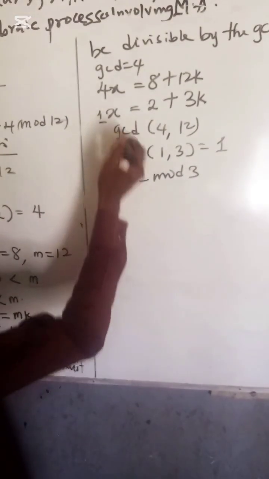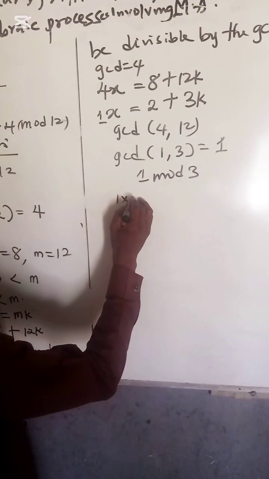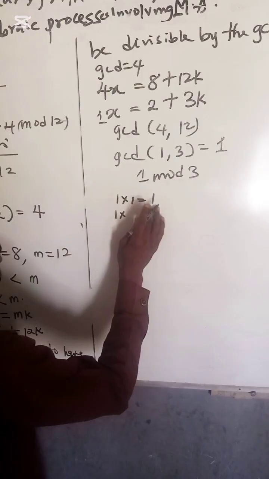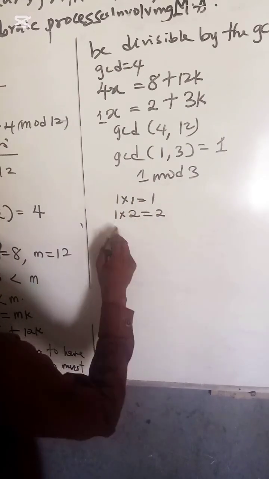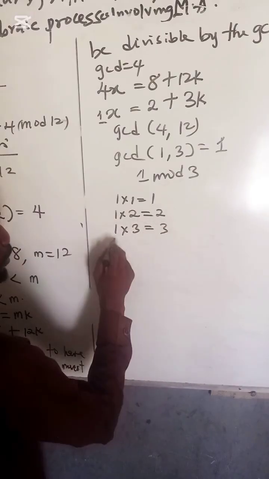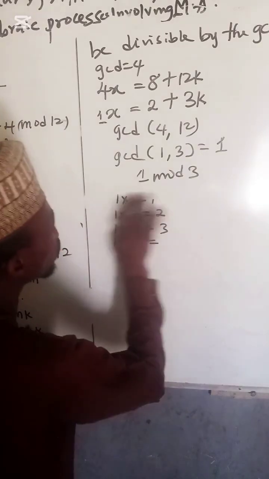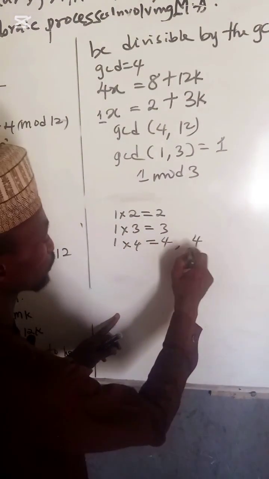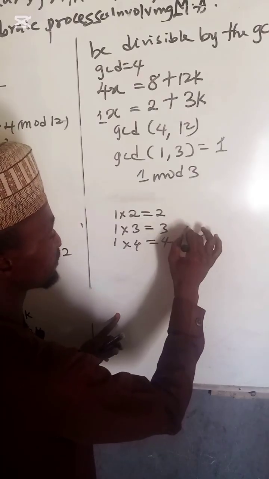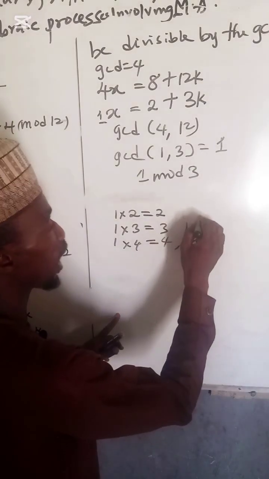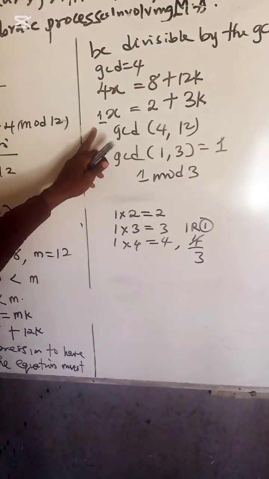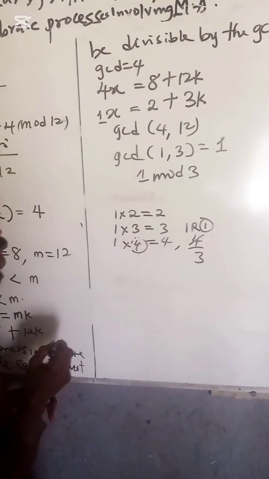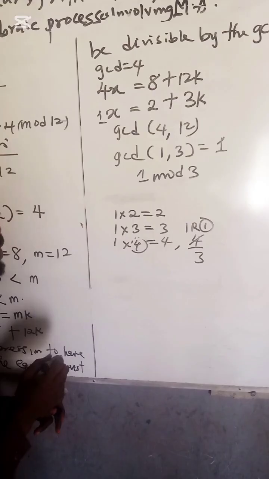So we have to start. We say, okay, 1 times 1 is 1, 1 times 2, 1 times 3, 1 times 4. Now, what we are saying, 3 in 4, we have 1 remainder 1. So the inverse, an x that gives us 1 mod 3, is 4.